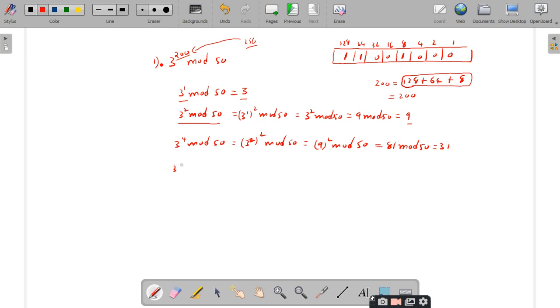Right, now tell me, what is the next thing I have to do? You have to square it. If I square it, what will I get? Squaring means you multiply it with 2. 8, sir. 3 power 8 mod 50 is equal to 3 power 4 whole square mod 50, that is equal to 31 whole square mod 50. What is 31 whole square? You can take the calculator, it's not an issue.